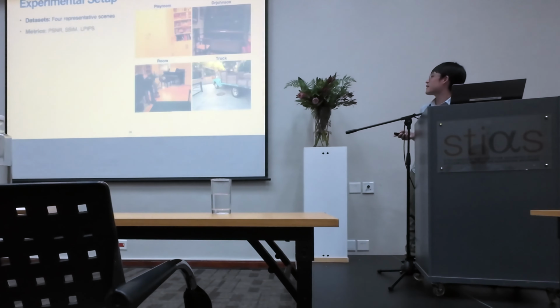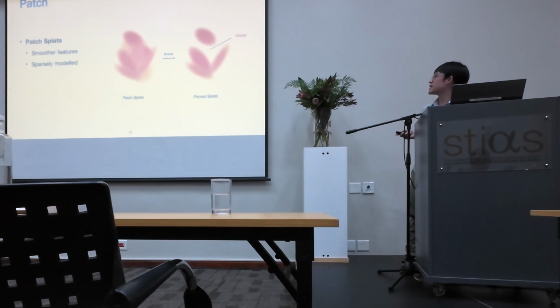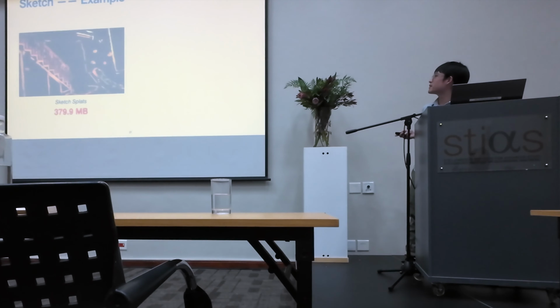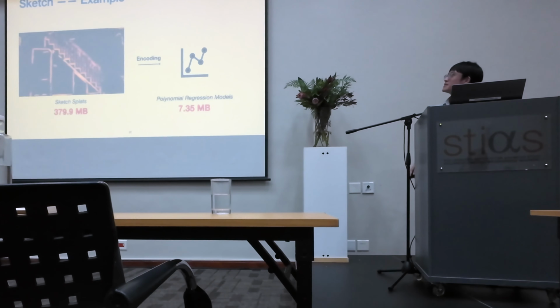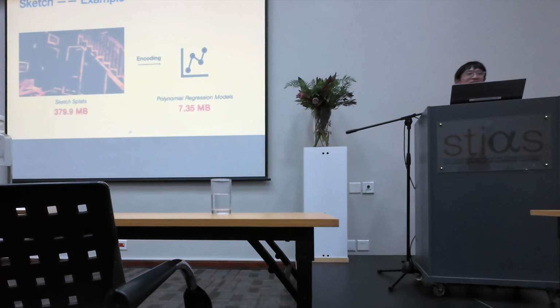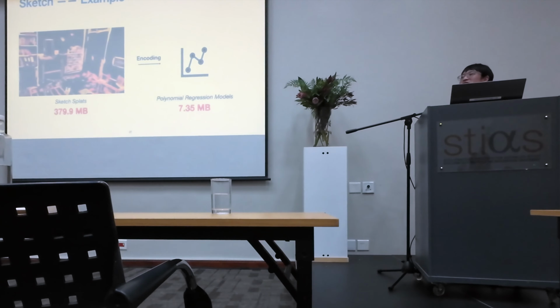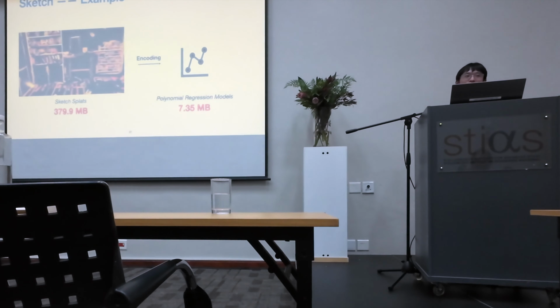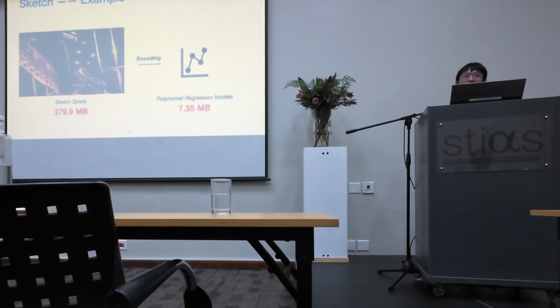You mean the side-by-side? Yes, on the right hand side. So my question is, how does the parametric model actually look like? So this is just a polynomial regression. What we do is, for each attribute of the 3DGS, we build one polynomial regression function. So for example, if a splat has 6 attributes, then we build 6 functions for the splat.